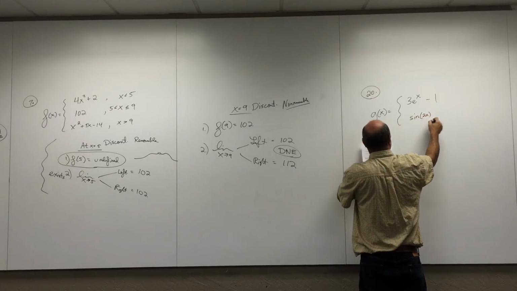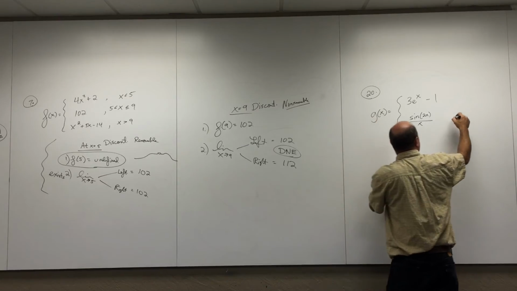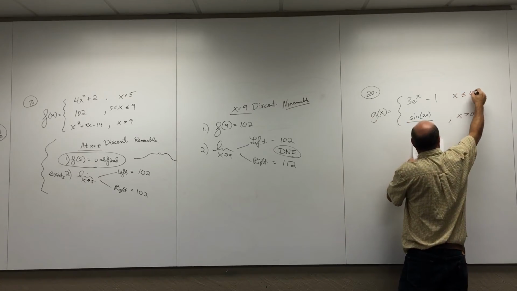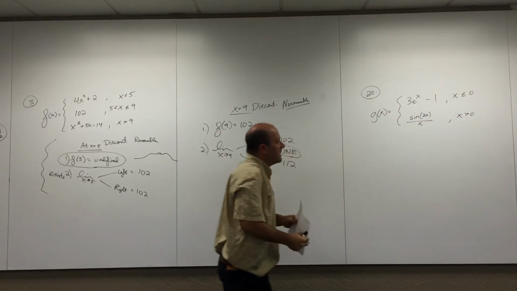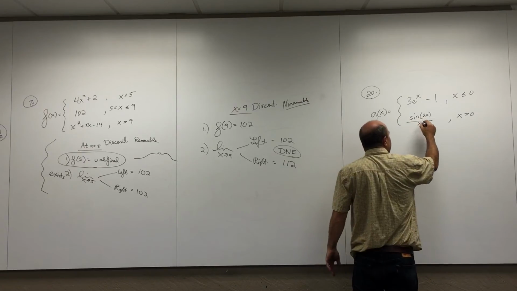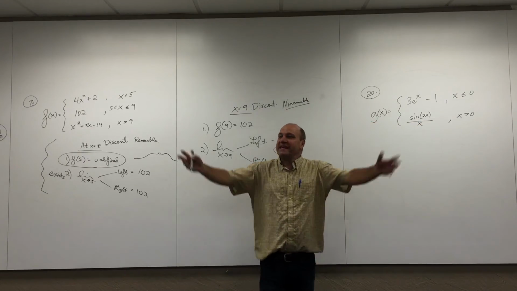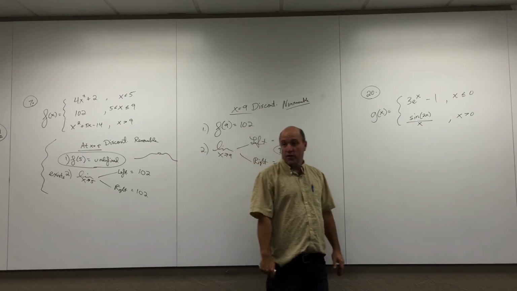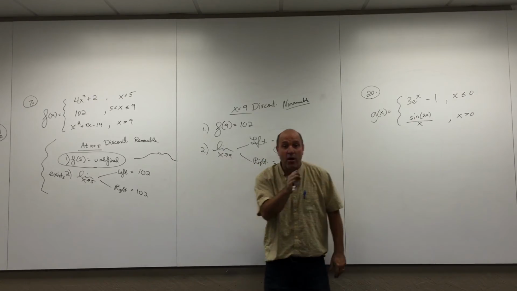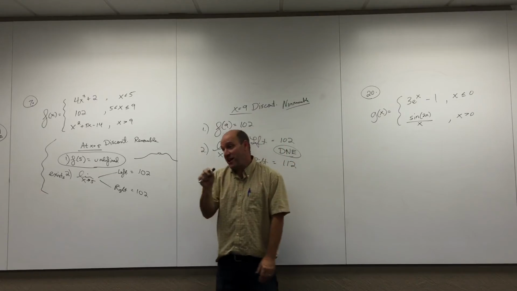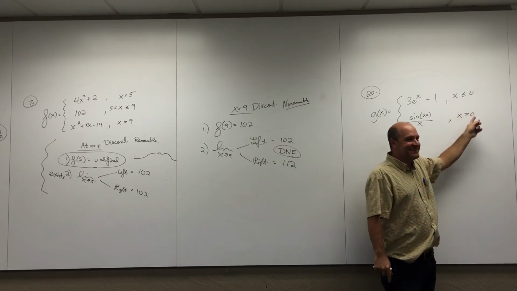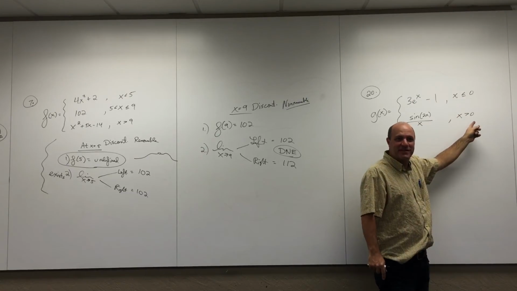Sine of 2x over x for x greater than 0, and something else for x less than or equal to 0. So this is number 20 on the practice. We're investigating continuity. When we investigate continuity, we're always doing it at a point. So which point should I investigate? 0. Yeah, thank you, that's right. Good job.